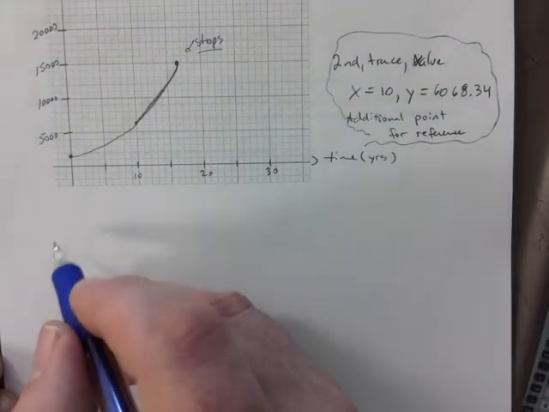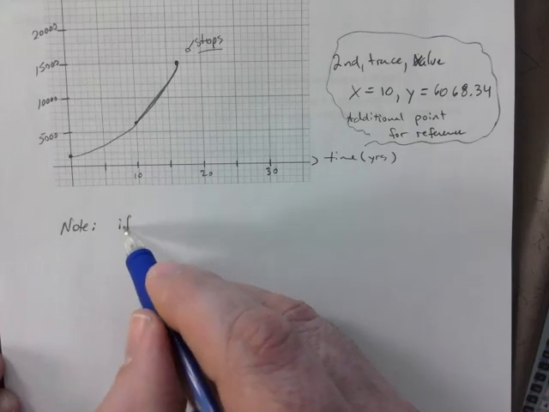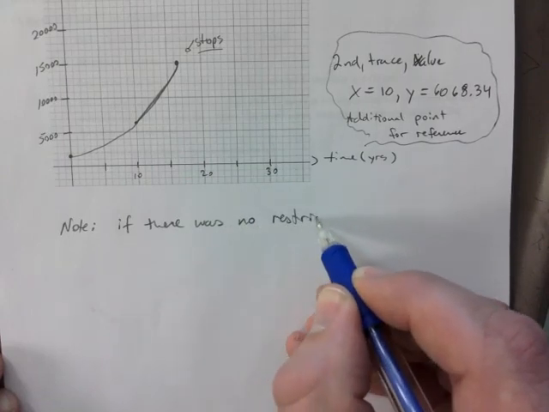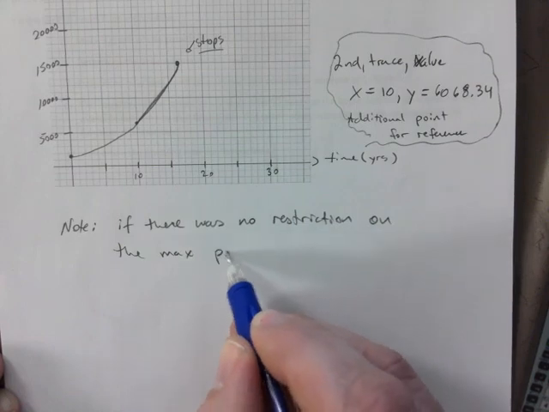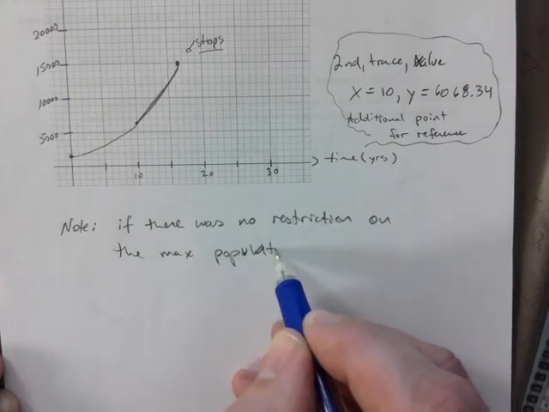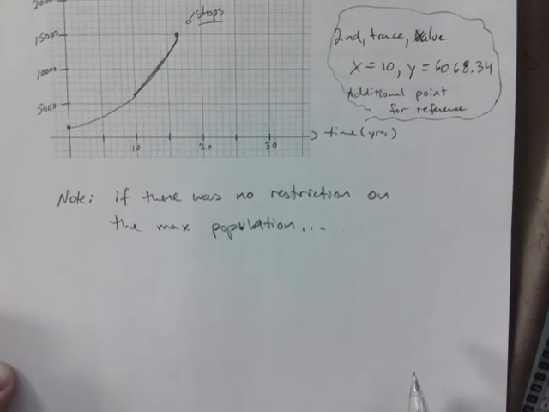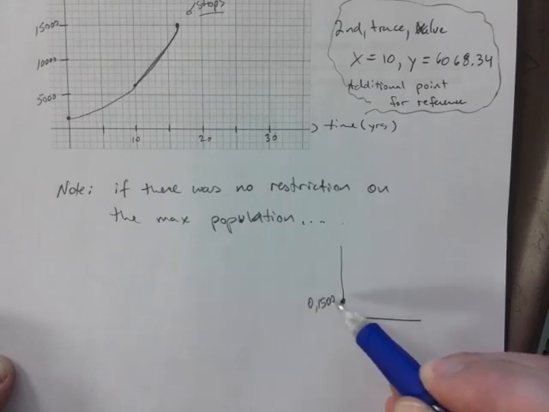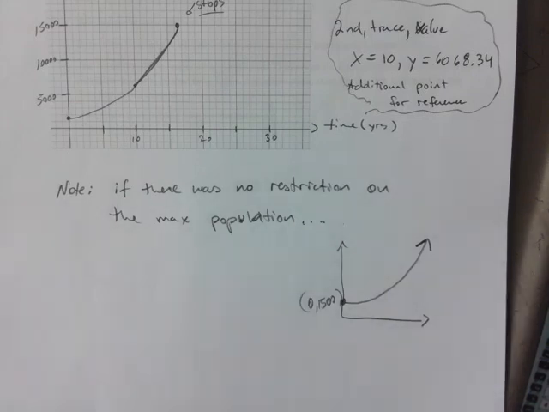Okay. One last note, and then I need you to work a few yourselves. If there was no restriction on the max population, write this down, okay? Then my graph would have looked something like this. 0, 1500. This is just a sketch, okay? This is not really a graph. It would just go like this, and that's what the graph would look like if there's no indication of a stop somehow.